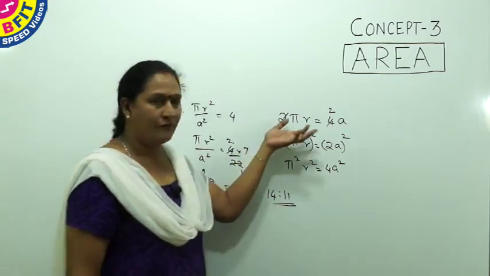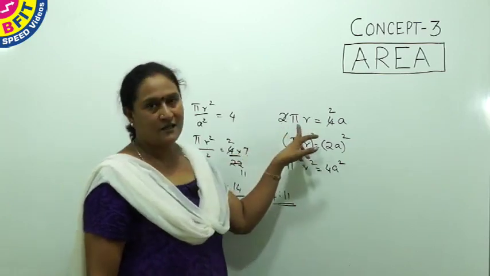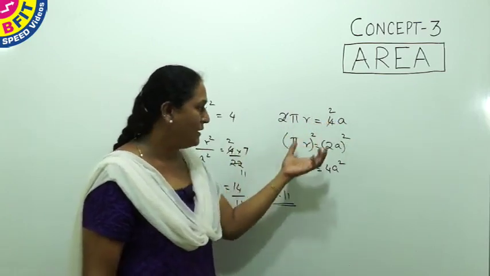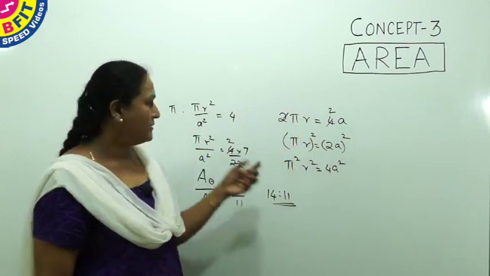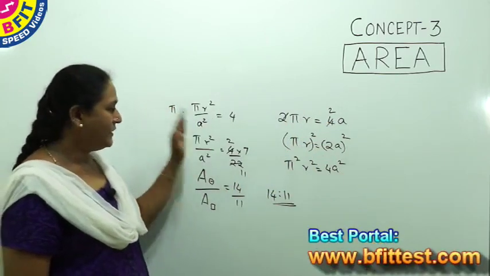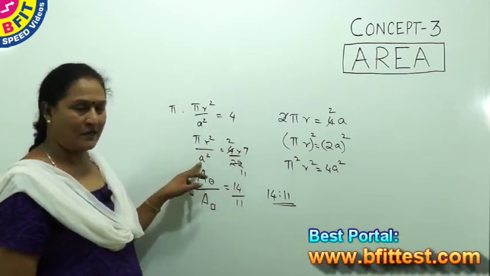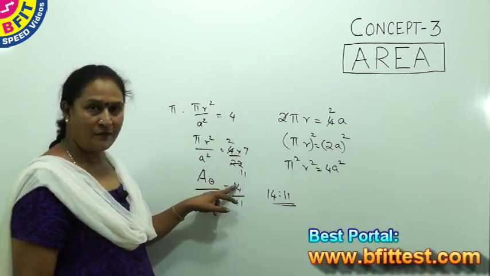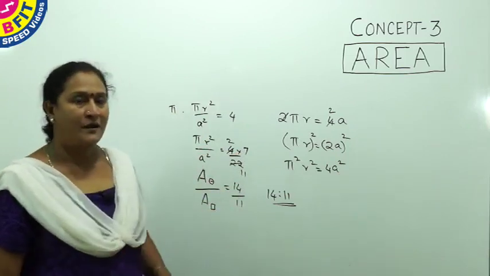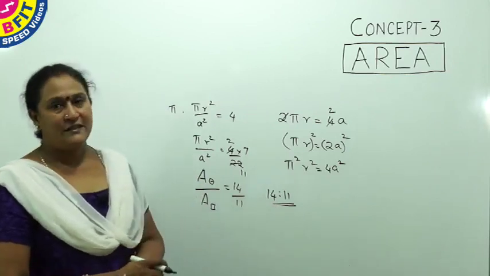So we found the answer by making the circumference and perimeter equal and squaring both sides. The required one is pi r square, keeping this pi apart and sending it to the other side. We have circle area by square area, which is equal to 14 parts and 11 parts. So the required ratio is 14:11. Now we'll see the next concept.